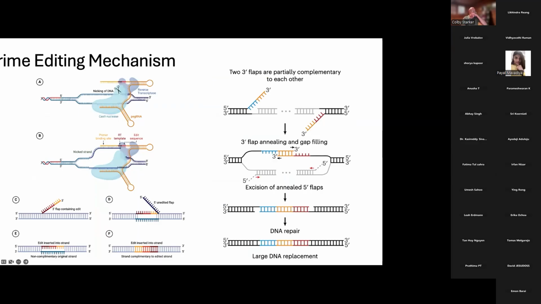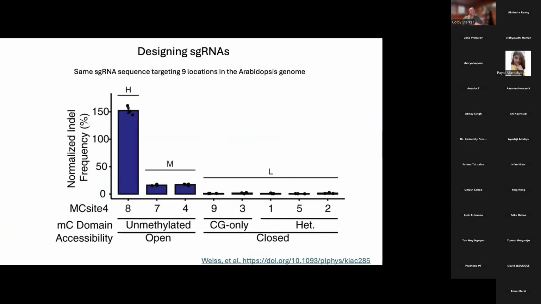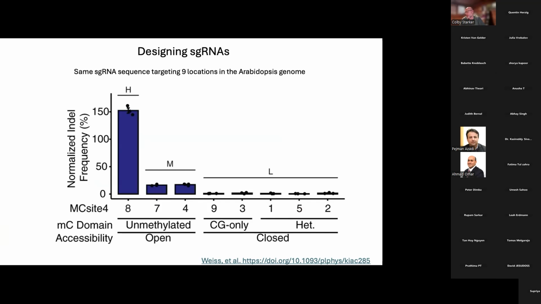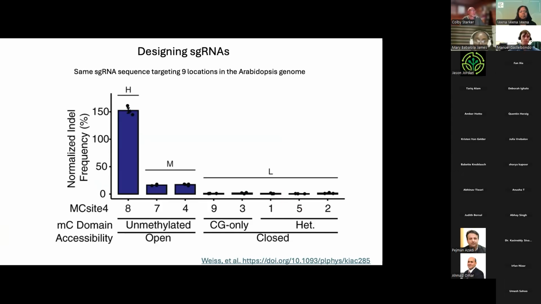Sorry, I'm going to skip a little bit. I just want to talk a little bit about why, with the sequence of the guide RNAs, there's still so much that we don't understand. This is a figure that I always like to show people when I'm talking about designing guide RNAs. It comes out of the lab next door to ours, Feng Zhang's lab, and the first author is Trevor Weiss. This is all in Arabidopsis.